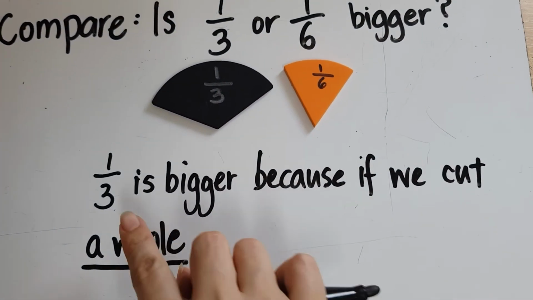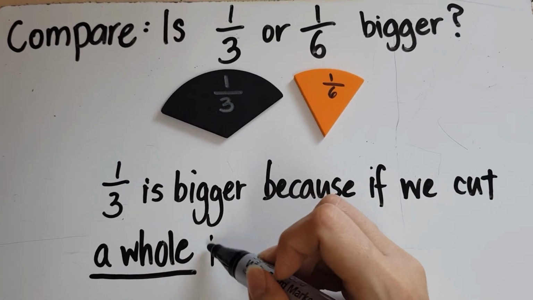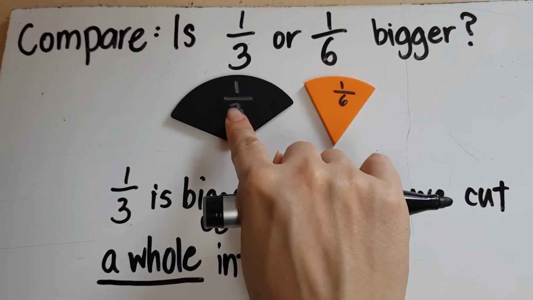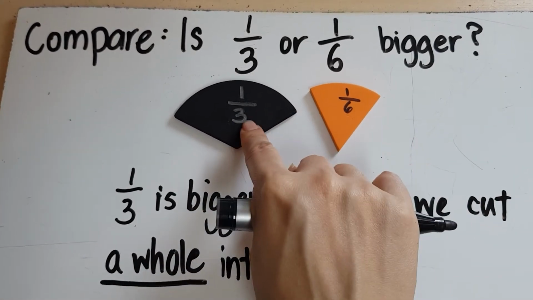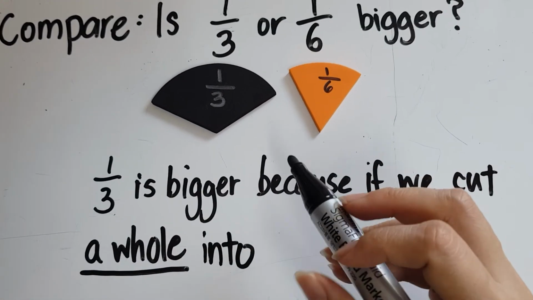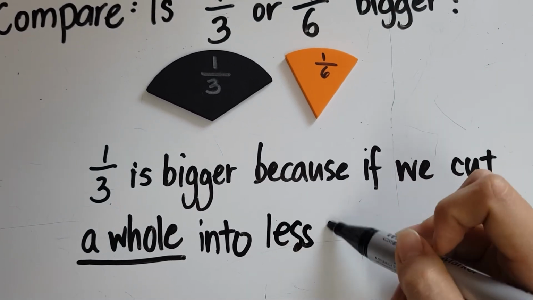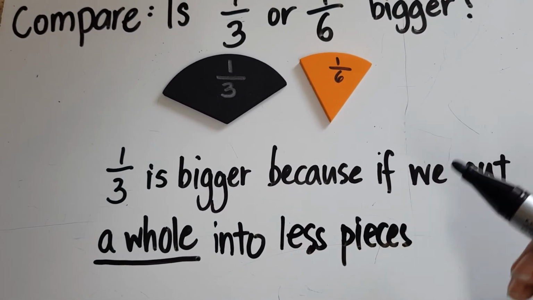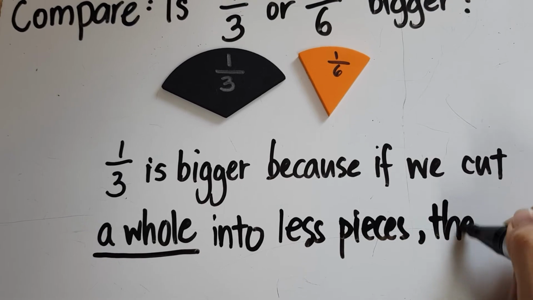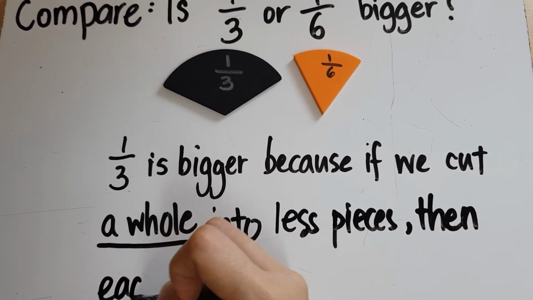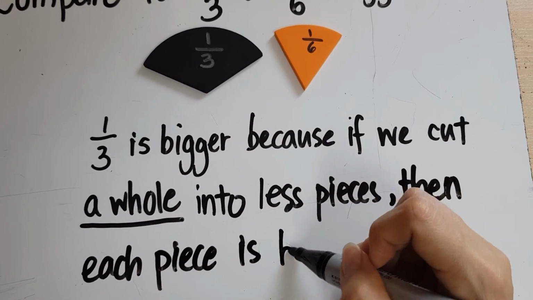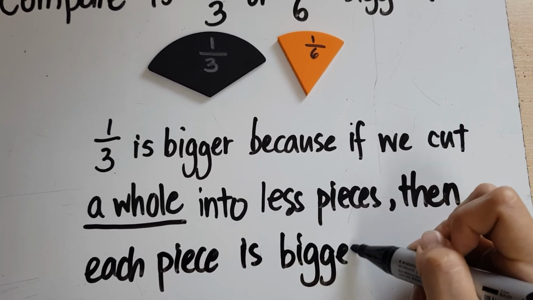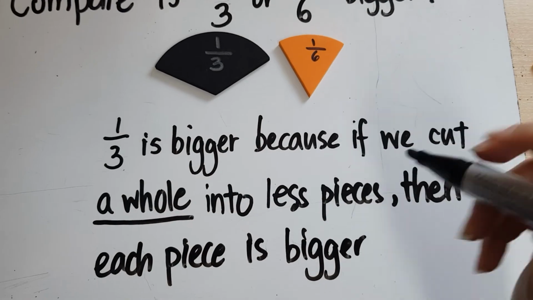So 1/3 is bigger because if we cut a whole into 3 pieces and into 6 pieces, this one has fewer pieces. So when we cut a whole into fewer pieces, 3 pieces, then each piece is bigger. Each piece is bigger. And that is why 1/3 is bigger than 1/6.